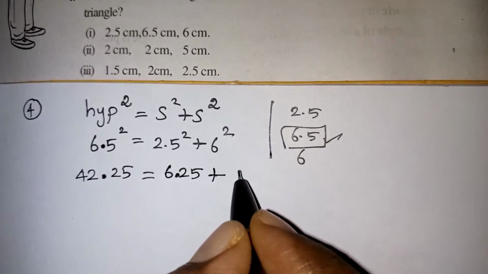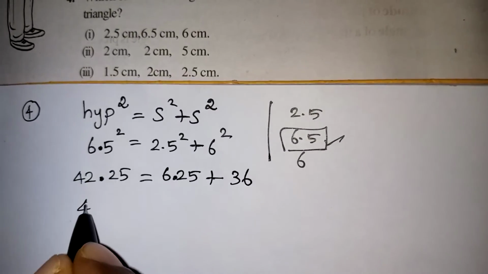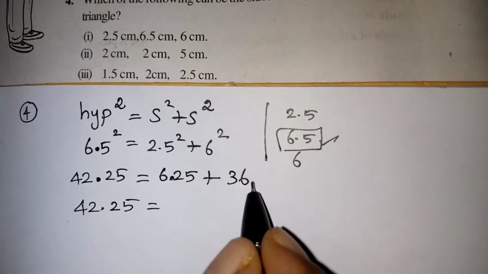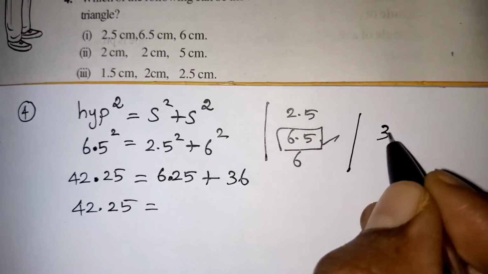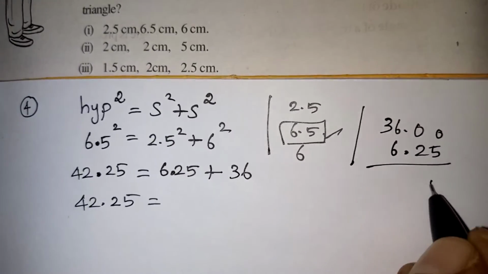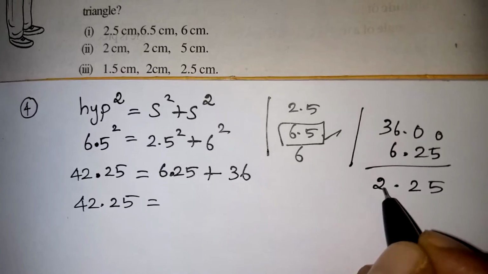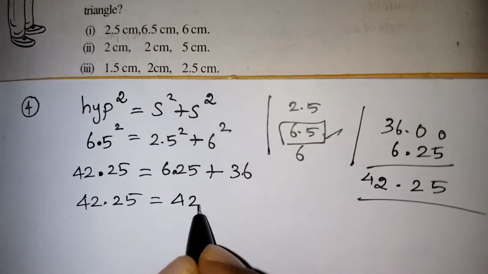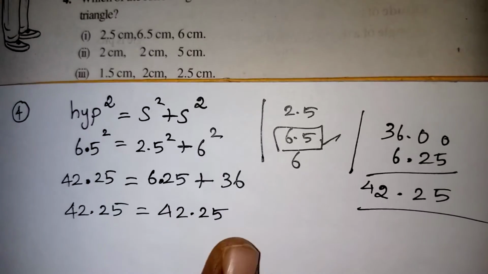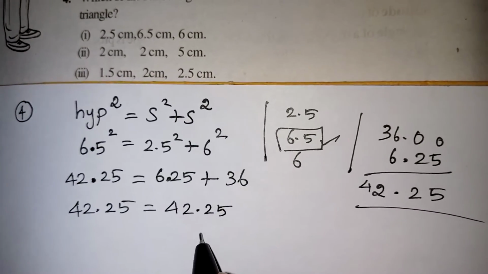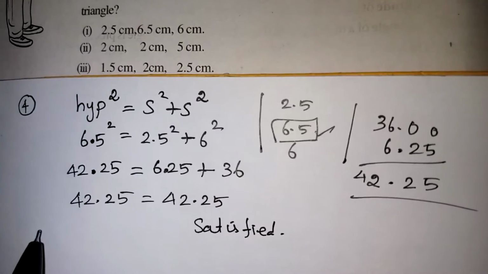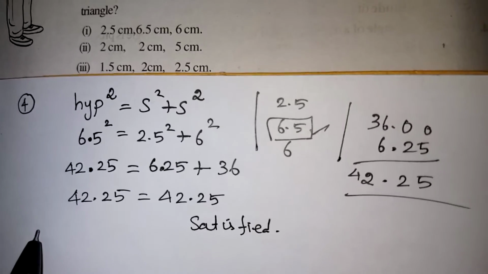6.25 plus 6 squared value 36. Now this side we are getting 42.25 which is equal to 36, that is 36.0 we have to think. 36.0 plus 6.25. Here also we can add a 0. So 5, 2, 6 plus 6, 12, balance 1. So we are getting 42.25. So both the sides are same. That is hypotenuse squared and the side squared plus side squared value are same. So it satisfied the Pythagoras theorem. So we can say that given measures form the right angle triangle.